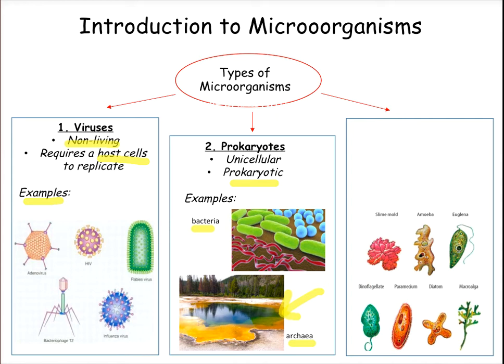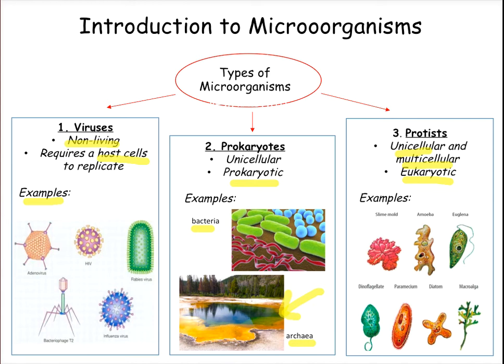The last category of microorganisms are protists. Protists, which are mostly unicellular, but can also be multicellular, are different from prokaryotes because their cells are eukaryotic. In other words, their cells do have a distinct nucleus, and they do have other specialized organelles, making these protists more evolutionarily complex than prokaryotes.